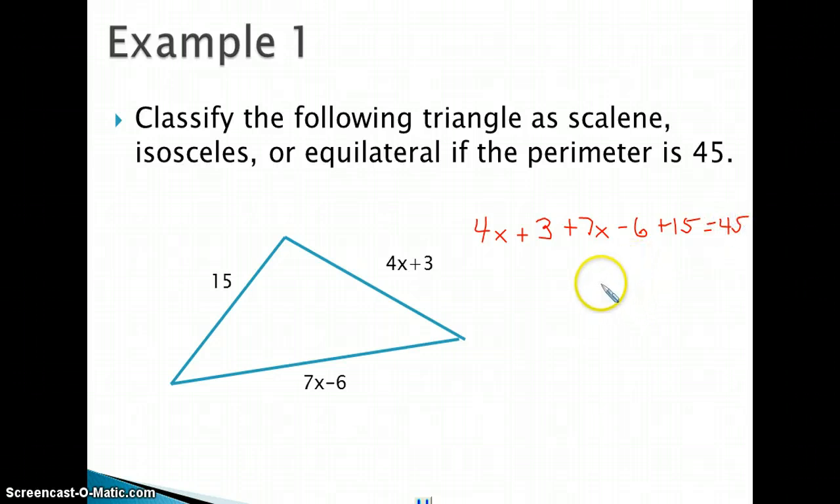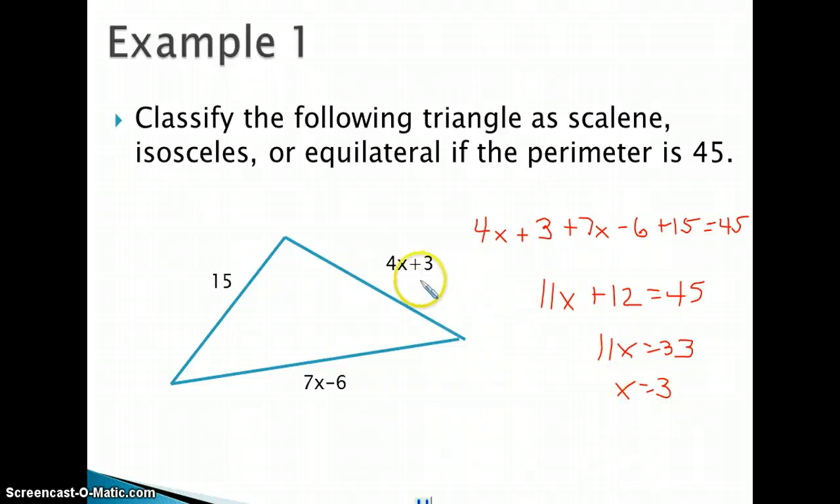And from there, it's a simple algebra problem where you can combine like terms. You get 11x plus 12 equals 45. Take 12 away, you get 33. X is 3. From there, we want to classify it based on how the sides relate to each other. So scalene, isosceles, or equilateral.